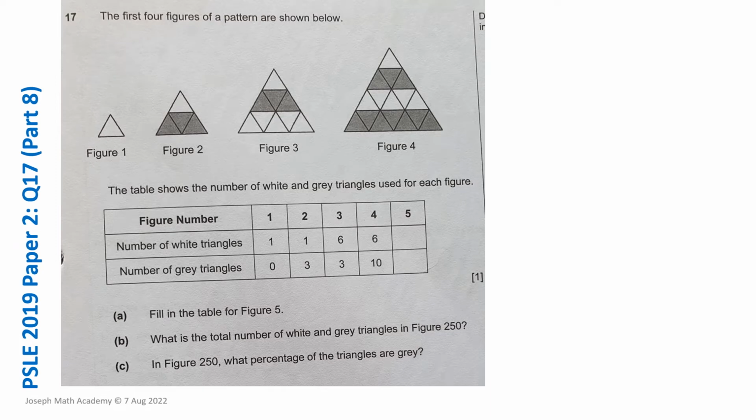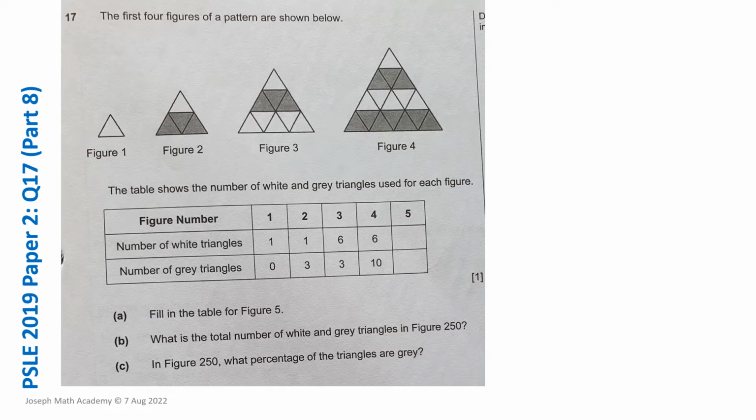Let's begin. Now, the figure shows two different types of triangles, white and gray, and they form a pattern. Figure 1 has white triangles only, and figure 2 has two different types. It's represented in the table as shown. Let's find out what the pattern is.